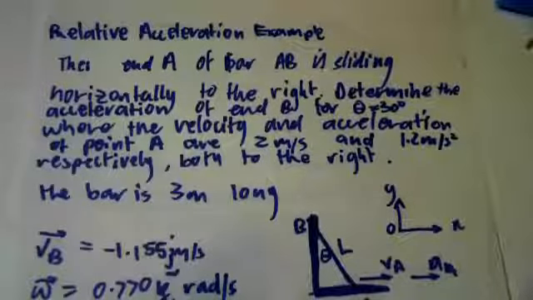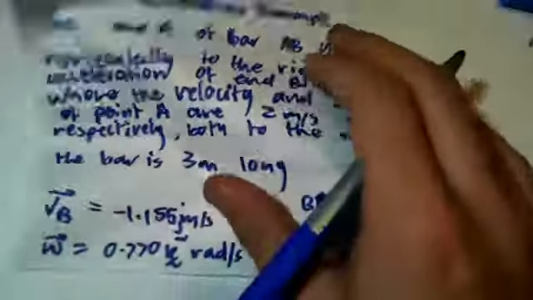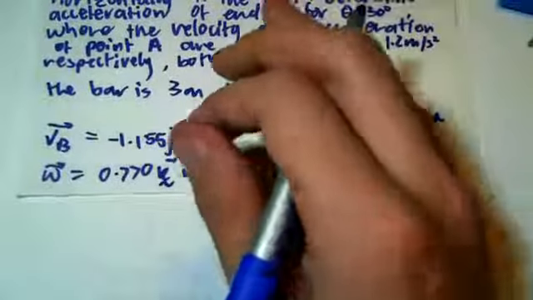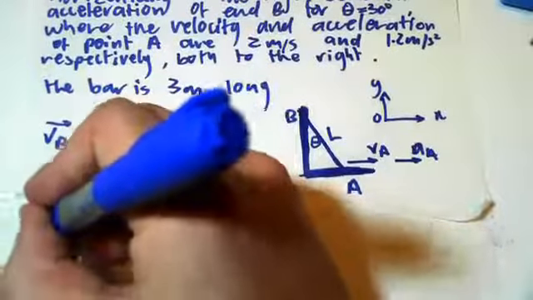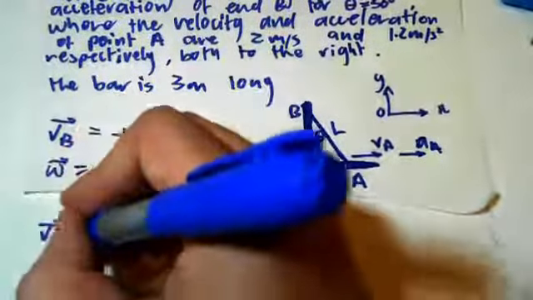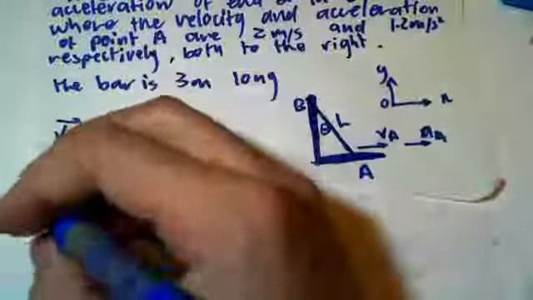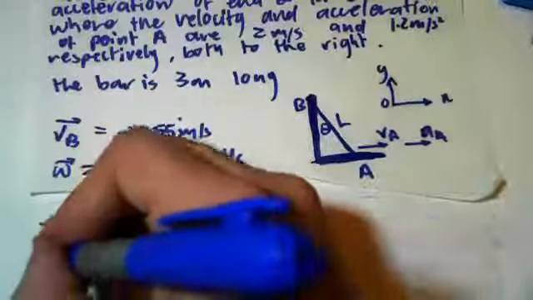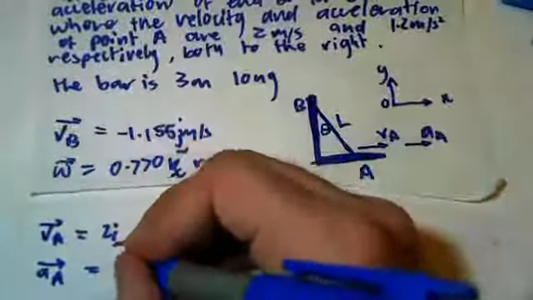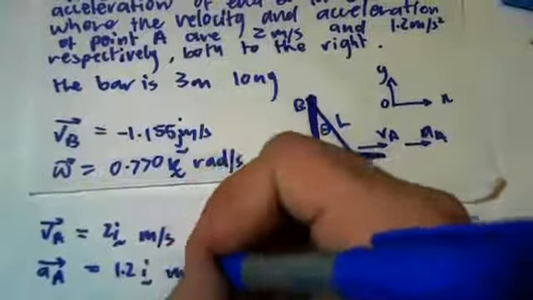Now the first thing we're going to do is write down all our variables so that we can go back and solve the question much easier when we know all of these terms. So our velocity of A, I don't think it's really necessary to know. We can just say V of A is equal to 2i meters a second. Now a of A, this is a bit more important. The a of A term is 1.2i meters per second squared.